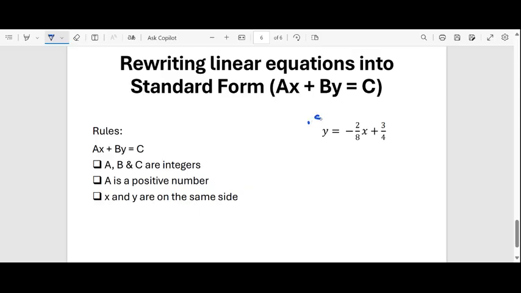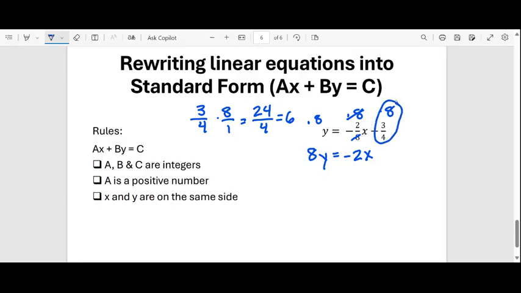I am just going to multiply everything by 8 to get rid of all my fractions. Here I'll get 8y equals, the 8 and the 8 cancel, so I have negative 2x. And then I did this earlier, but they were negative, so I'll just do it one more time as positive numbers. This will be positive 24 over 4, which is 6. And I just did this right here. 8 times positive 3/4 is positive 6.